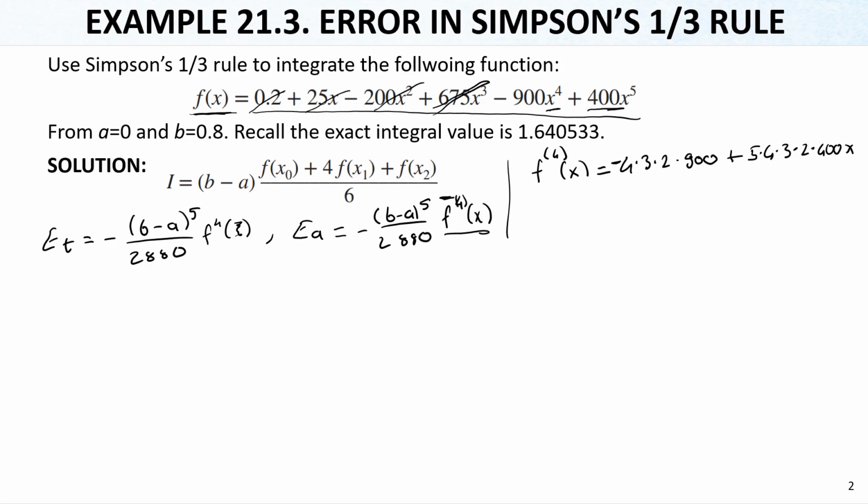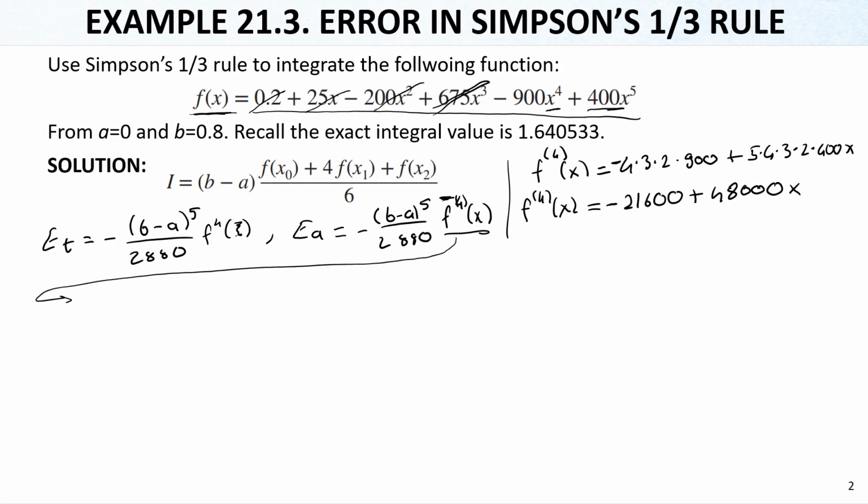So if we multiply these, f4(x) is equivalent to minus 21,600 plus 48,000 x. So this is the fourth derivative, and for the fourth derivative, what we will need to do is we use the mean function, this one. Let's use that here. Let me write it in blue maybe.